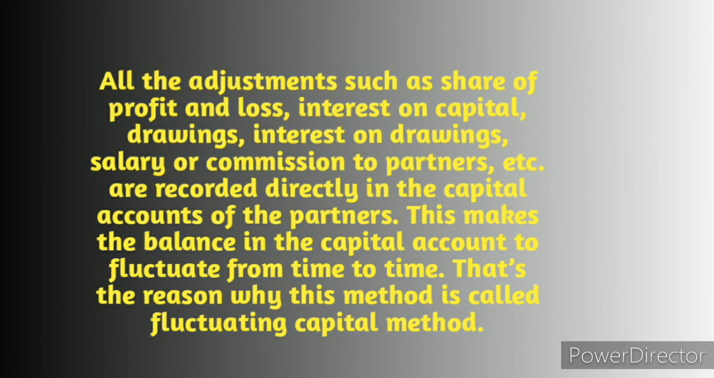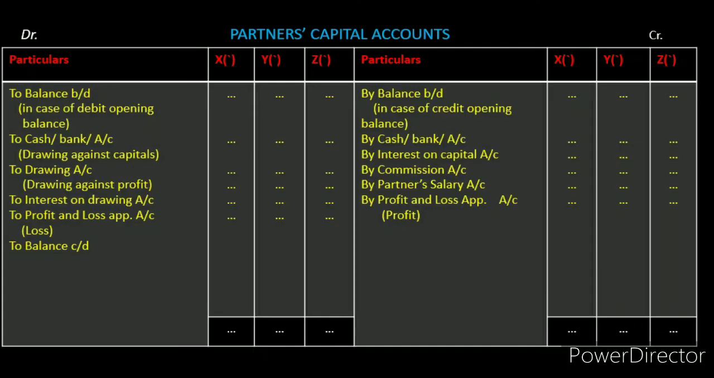All the adjustments leading to a decrease in the capital are shown on the debit side of the capital account, like drawings against capital and drawings against profit. Interest on drawings and share of loss come on the debit side of the capital account, and all the adjustments leading to an increase in the capital, such as interest on capital, partner's salary, commission, bonus, share of general reserves, and share of profits, are shown on the credit side.